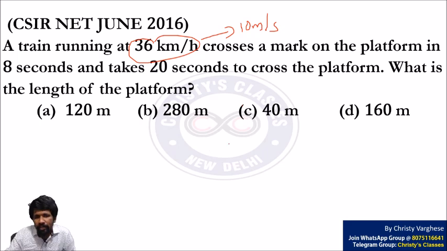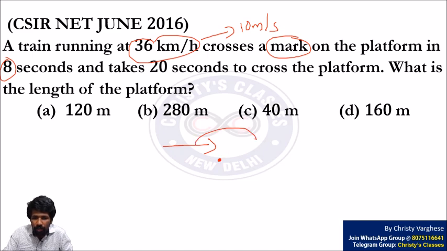The faster way of doing this question is to think only from the perspective of the platform, or think like this. The train is trying to cross the mark on the platform. For that, 8 seconds it took. Crossing the mark on the platform, as I told, only the distance of the train is crossed. But to cross the platform completely, 20 seconds were needed. For that, what extra should be covered? The length of the train should be covered here also.